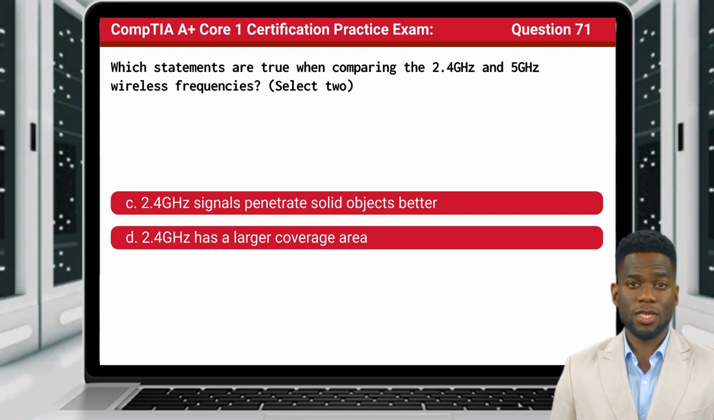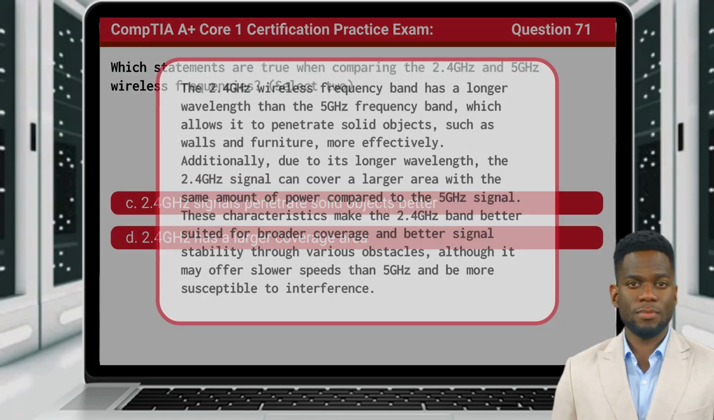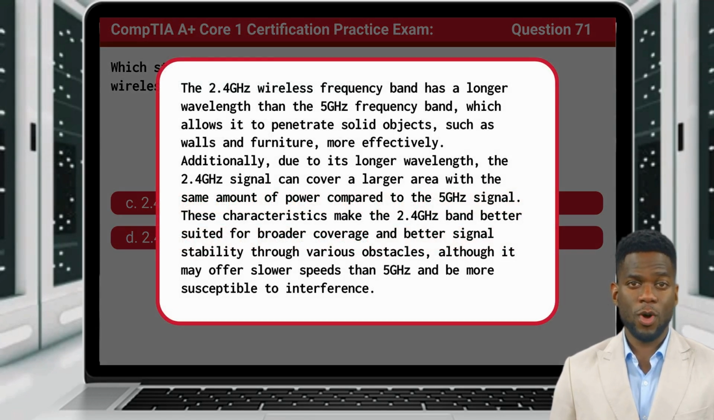The answer is C and D. 2.4 GHz signals penetrate solid objects better, and 2.4 GHz has a larger coverage area. The 2.4 GHz wireless frequency band has a longer wavelength than the 5 GHz frequency band, which allows it to penetrate solid objects, such as walls and furniture, more effectively.